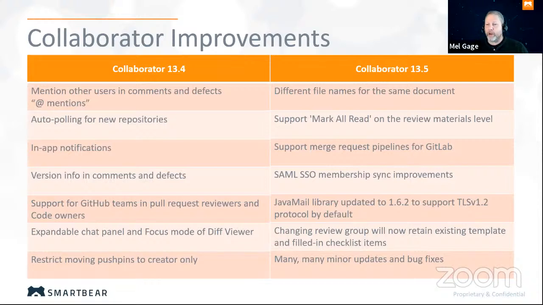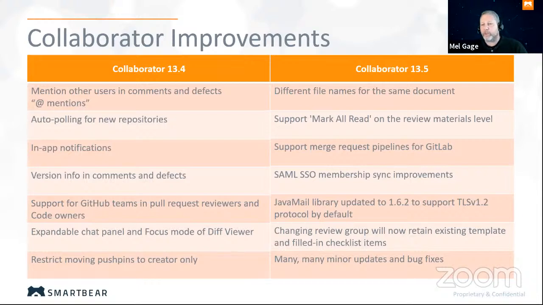We support a mark all red on the review materials level. This does have to be enabled in the server. I do have it enabled in my demo server today, so we'll see that. It makes it much easier for your users to come in and simply click one button and mark all those items red. Fully understanding that being able to disable that was necessary, as you want to make sure in some cases that your authors are actually going in and reading those materials, those items as well.